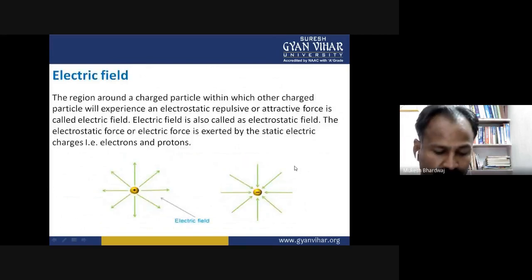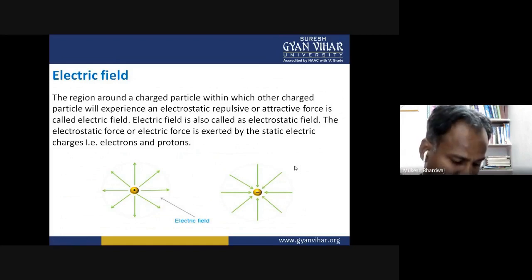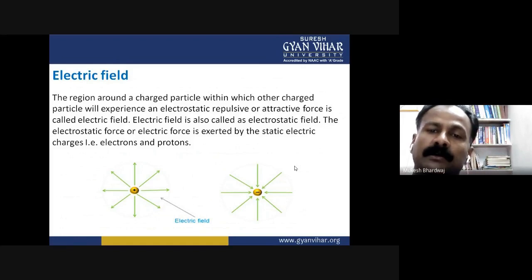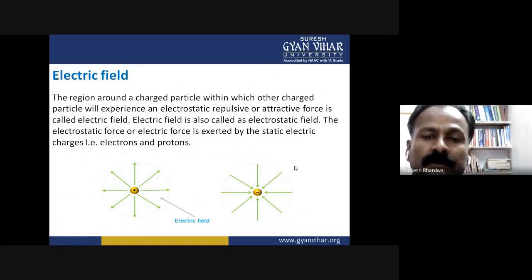Now, before moving to the electric field, which is the next topic, in continuation to Coulomb's law, Coulomb's law in vector form is of great importance.